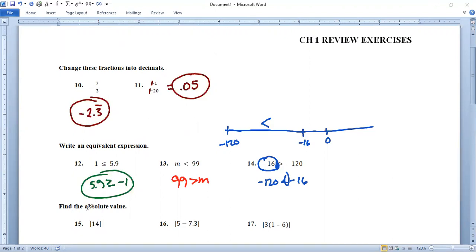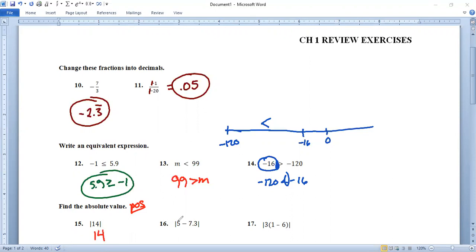It says find the absolute value. So we're taking the absolute value, which makes everything positive. That's the big deal with that. So absolute value of 14 is just the number 14. It's already a positive number, so we don't have to do a lot with it.